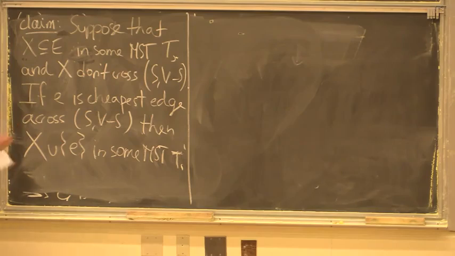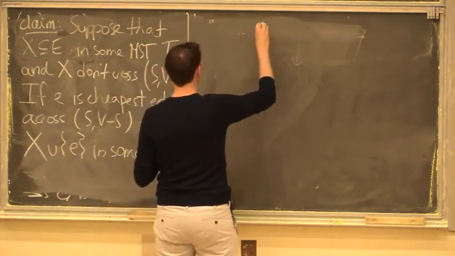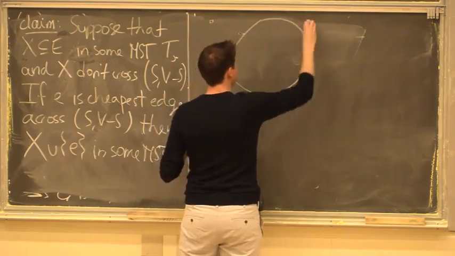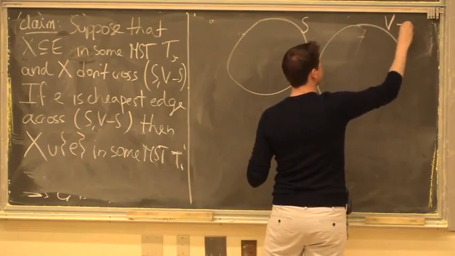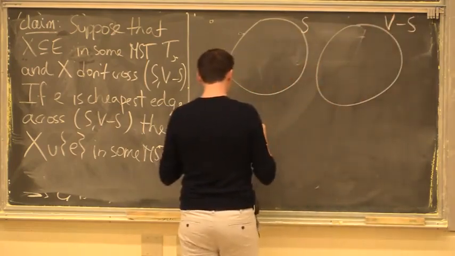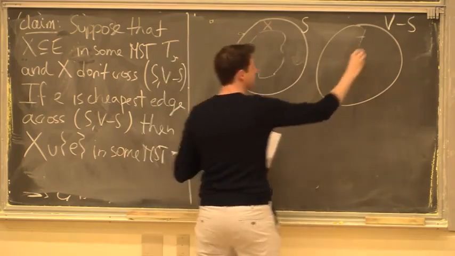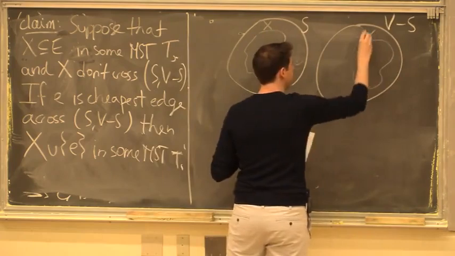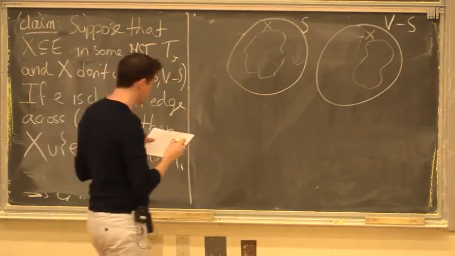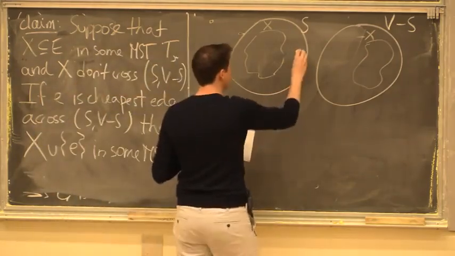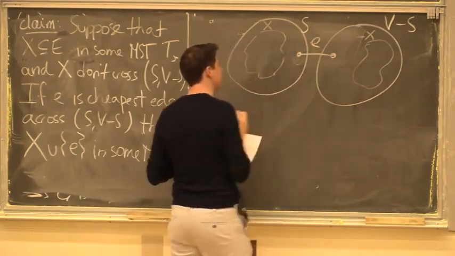So the picture for this statement, let's see it. What you have is your cut. And you have your X edges on the two sides, but they're not crossing. But what you do have is the cheapest edge that crosses, that's E.